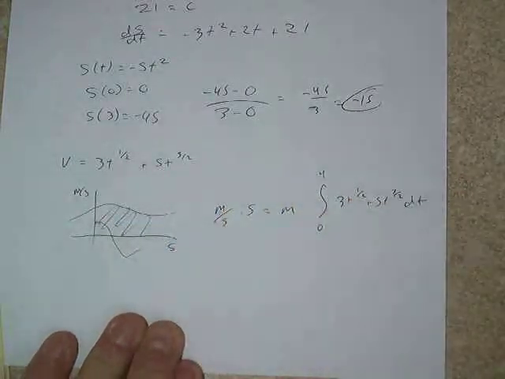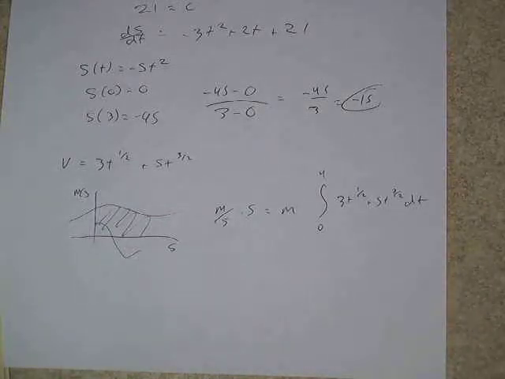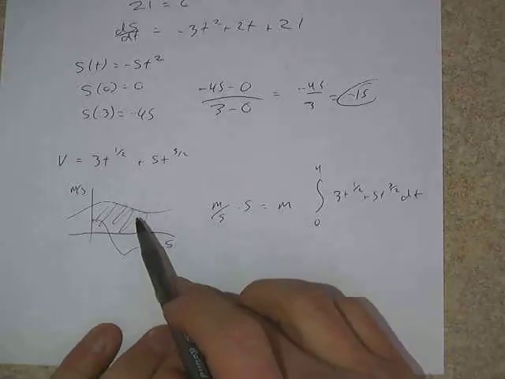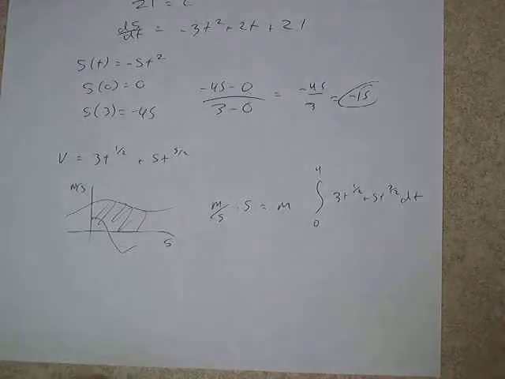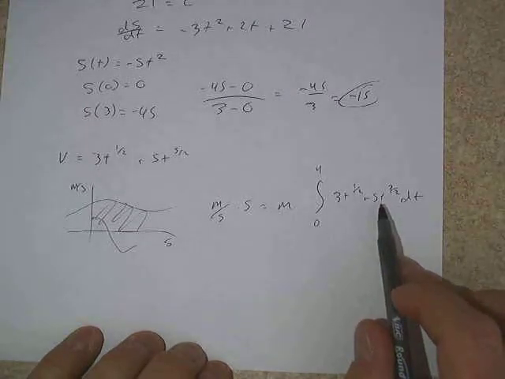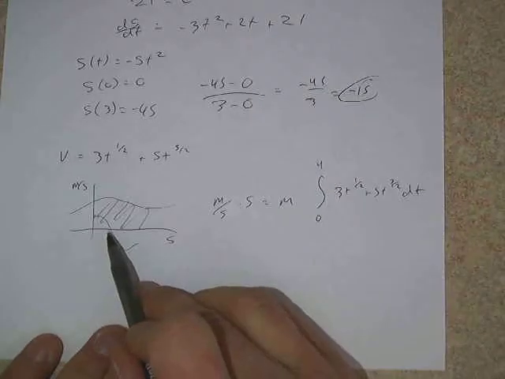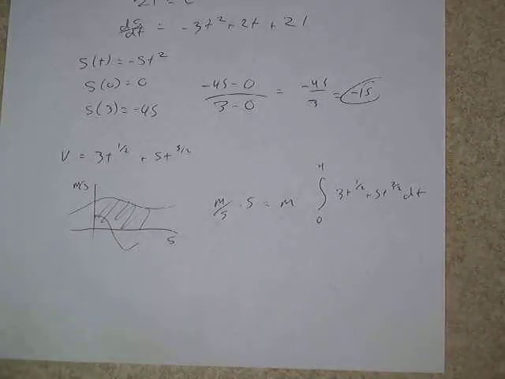Now, we have to be careful, though, because if we just do that integral on 0 to 4, the question is, does that give us total distance? Maybe. It would as long as this has all positive values. But what if this gave us some kind of negative values? Then that's not going to give us total distance traveled. It's going to give us displacement, the change in position. So if I just do this, it might give me the total distance as long as it has all positive values, but if there are negative values, that's not going to work.